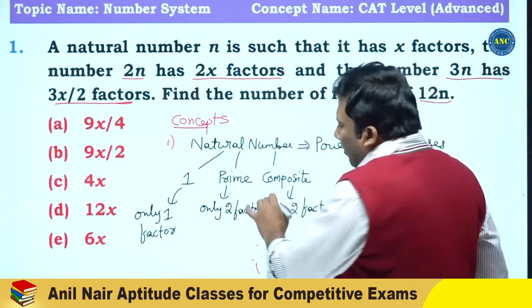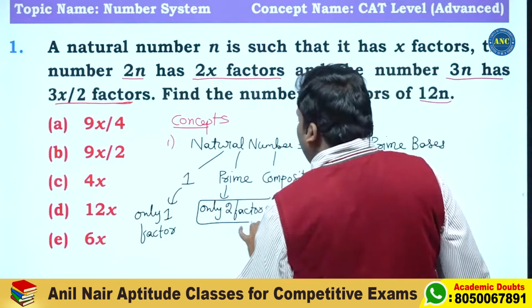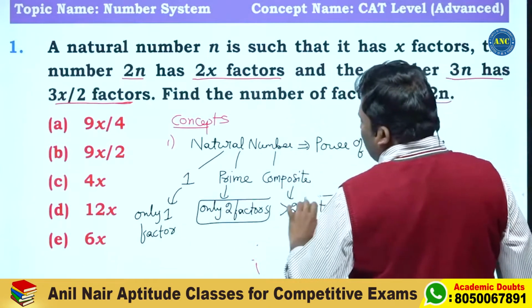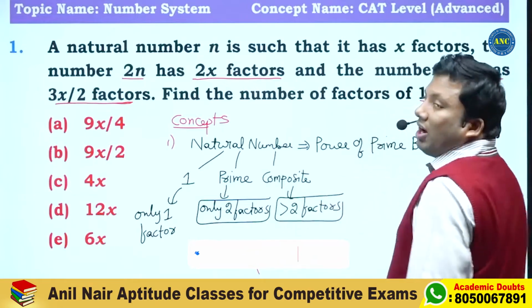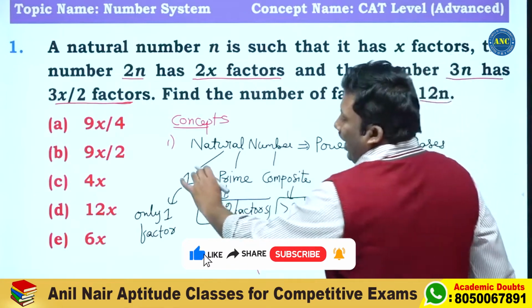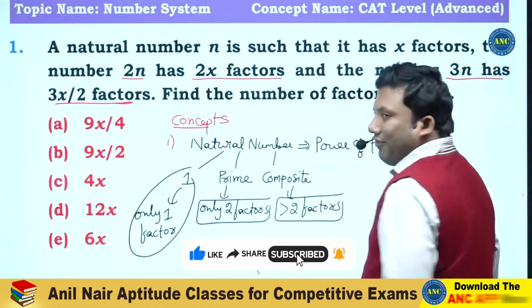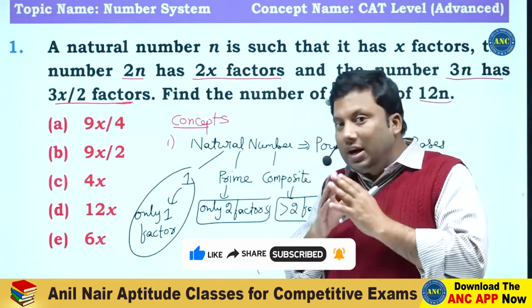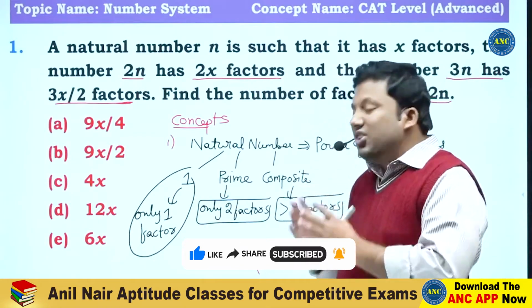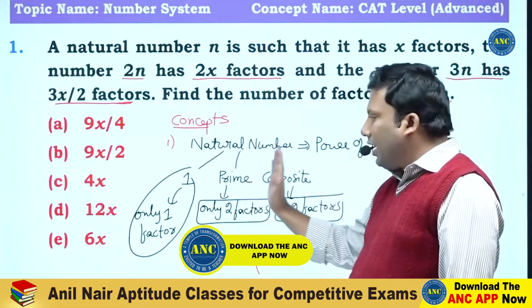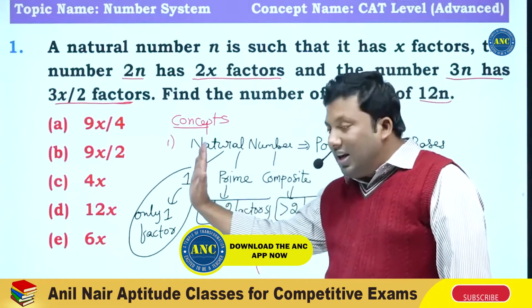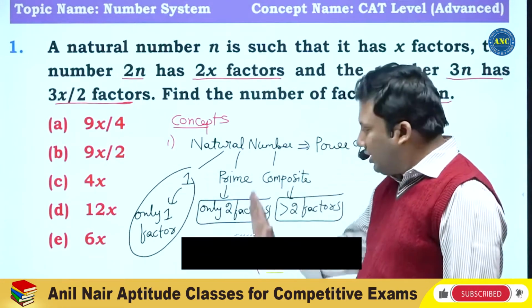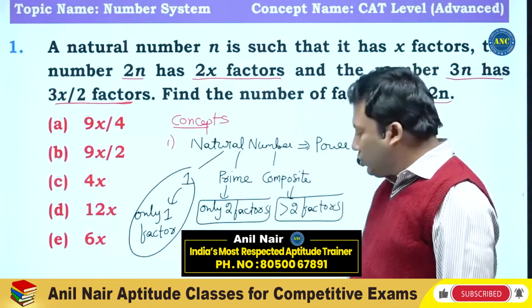So a prime number is a number which has got only 2 factors. A composite number is a number which has got greater than 2 factors. A natural number which has only 1 factor is 1. A natural number is a combination of 1, prime and composite. 1 is neither prime nor composite, because a prime should have only 2 factors.